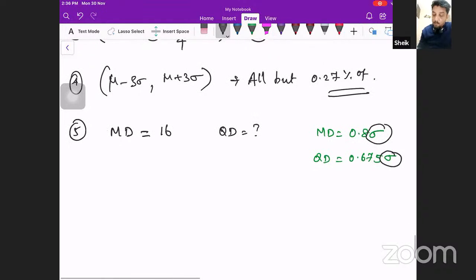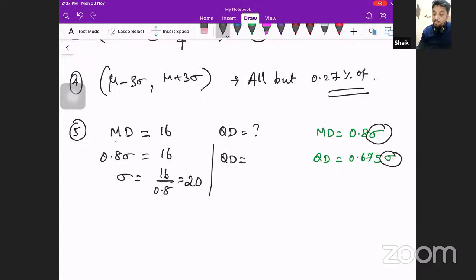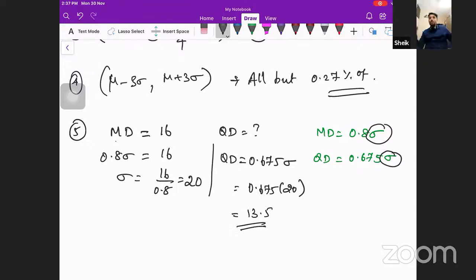So by using the mean deviation condition, I'll find the value of sigma. That sigma I'll put in quartile deviation, and I will get the answer. Now, 0.8 sigma is equal to 16. So sigma is equal to 16 by 0.8, which is nothing but 20. Now, quartile deviation is equal to 0.675 sigma. I have got the sigma value, so 0.675 into 20, which is nothing but 13.5.